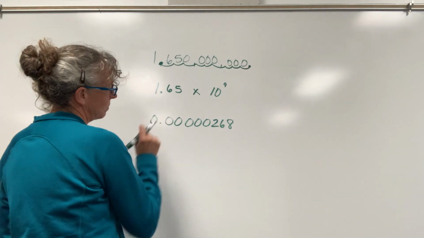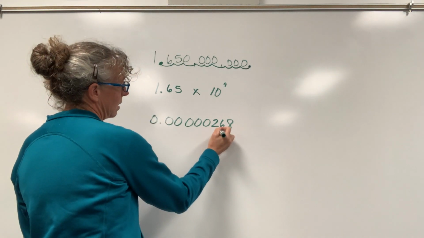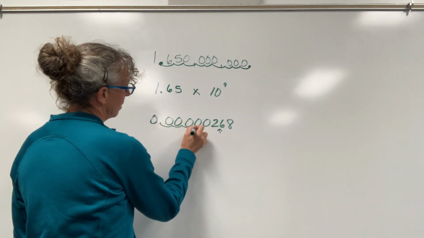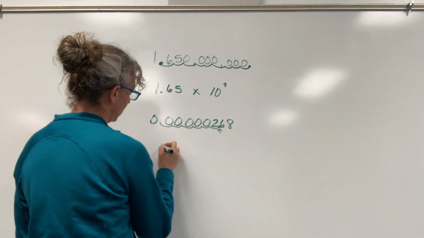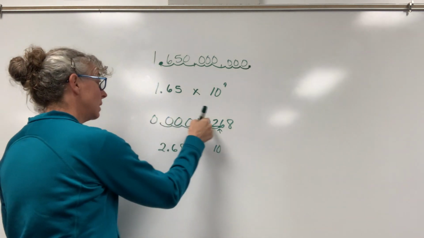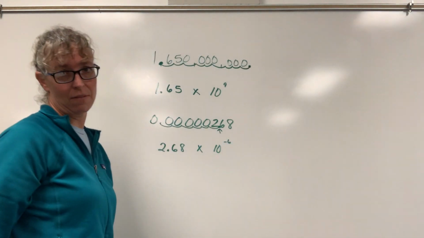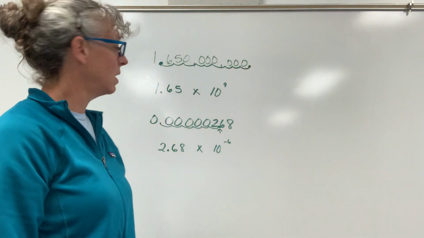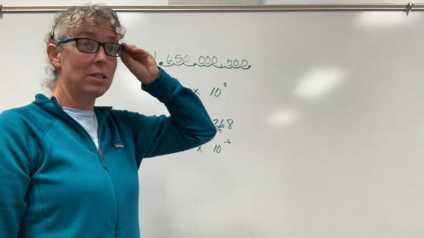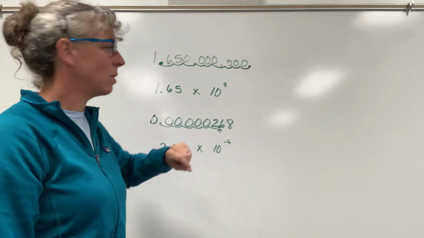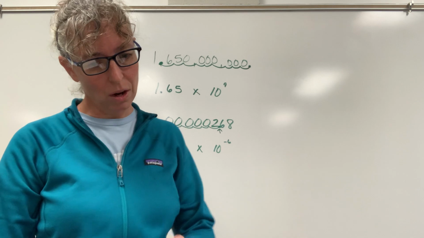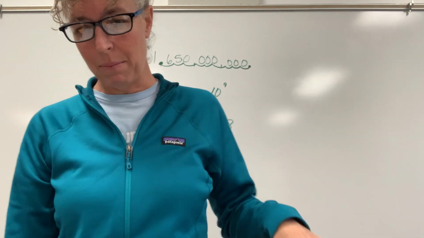So remember, our decimal needs to go right after our first number, which means it needs to go right there. So let's count. 1, 2, 3, 4, 5, 6 positions to get it where it needs to be. And because it's a really little number, I'm using a negative exponent for this one. However many positions you have to move, that's the number you put as your exponent. If it's a really big number, you have a positive exponent. If it's a really little number, you have a negative exponent.